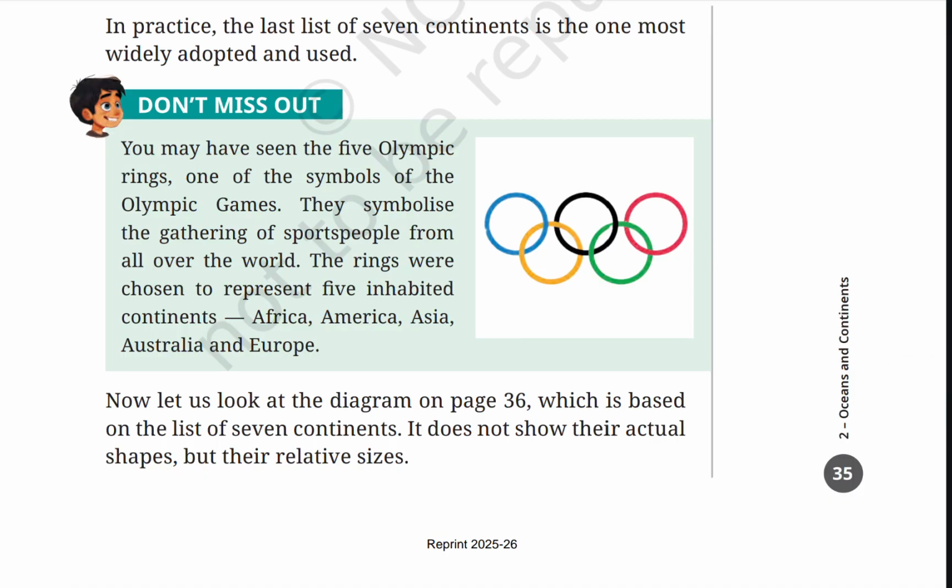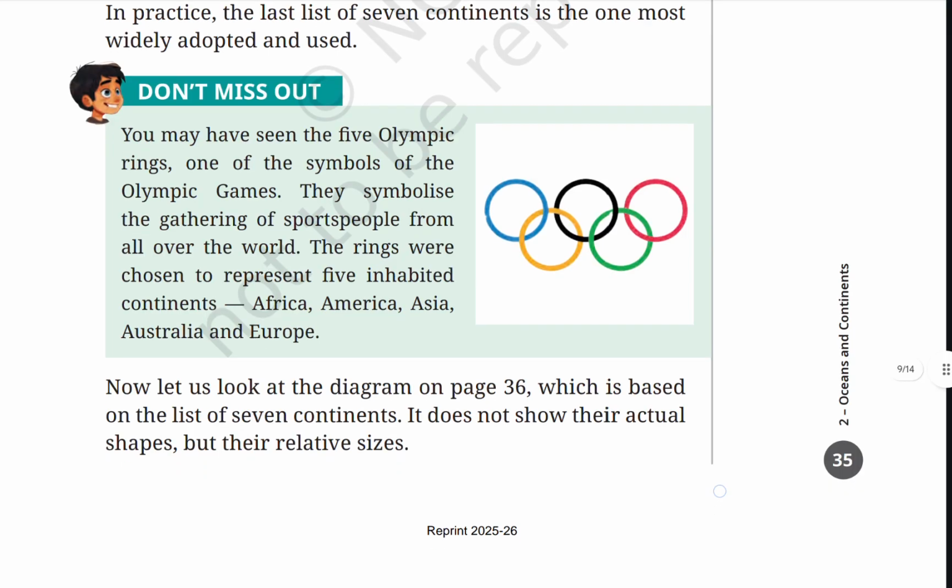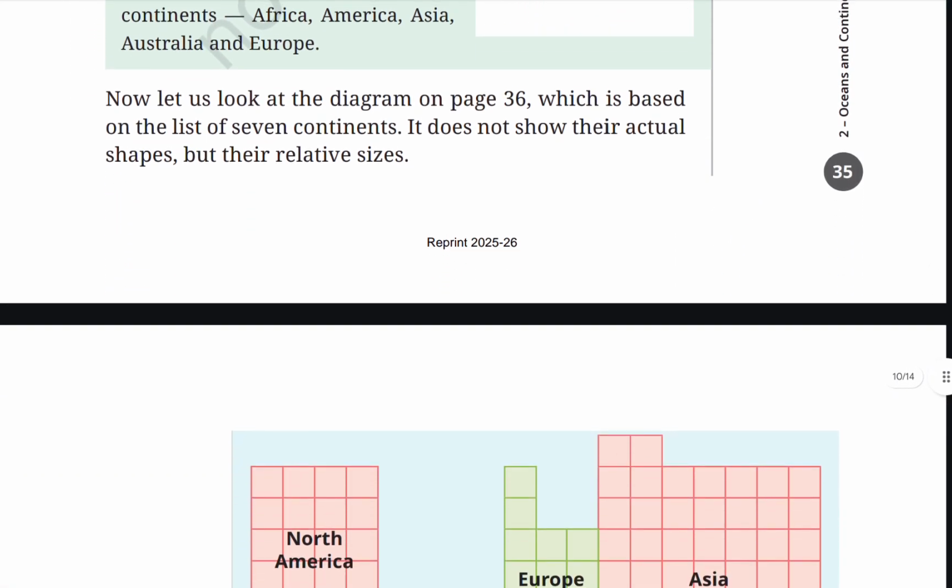Don't miss out. You may have seen the 5 Olympic rings, one of the symbols of the Olympic Games. They symbolize the gathering of sports people from all over the world. The rings were chosen to represent 5 inhabited continents: Africa, America, Asia, Australia, and Europe. Now let us look at the diagram on page 36, which is based on the list of 7 continents. It does not show their actual shape but their relative size.